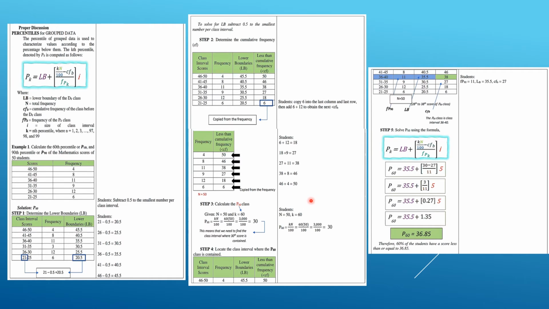And another, calculating for the P sub 60 class here. So they are expected to get 30. And then lastly, on step 5, solving for the P sub 60 using the formula provided.